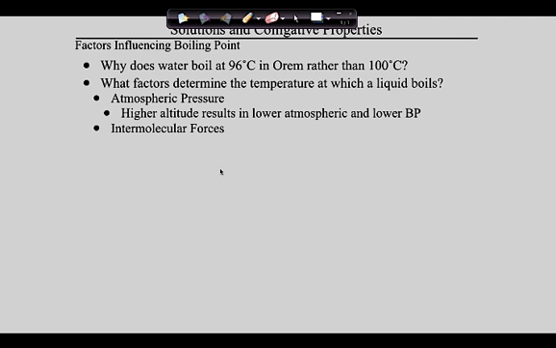The idea that higher altitude results in lower atmospheric pressure and therefore a lower boiling point. And we should probably add the word pressure in there.